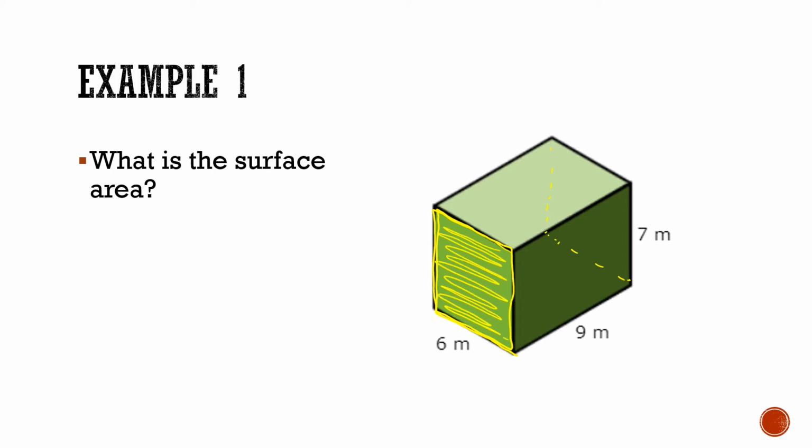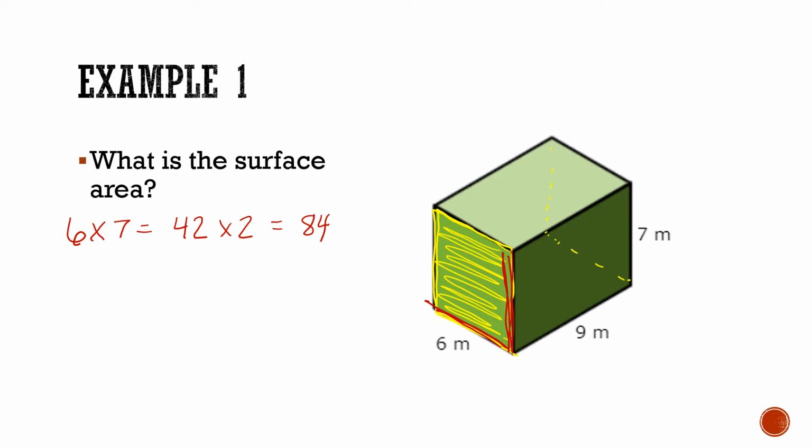Okay, we know that the base is 6 and the height, okay, so this is 6. We need this dimension, which we can see on the back side of that rectangular prism, is 7. So 6 times 7 is 42. But again, that back side is also going to be 42. So we're going to say 42 times 2, which is 84 meters squared so far.